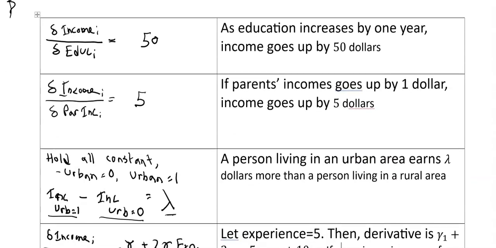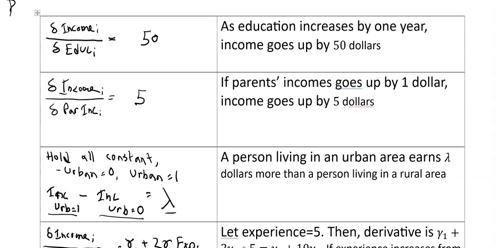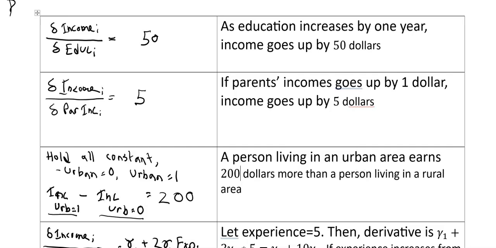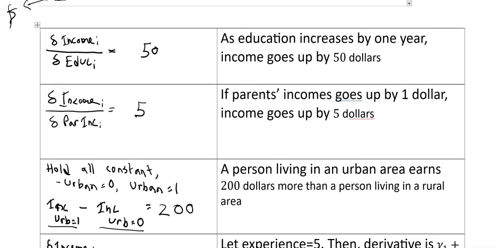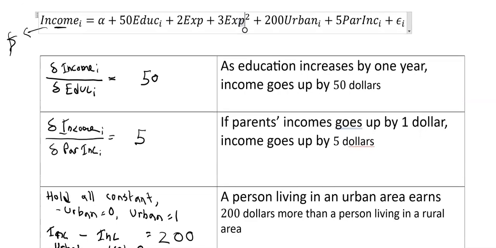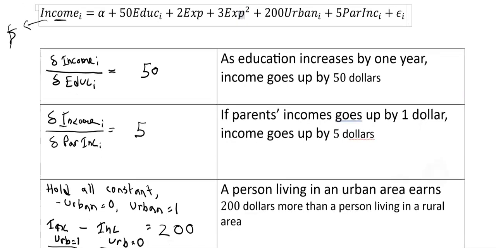With urban now, if everything is constant, so basically saying all the variables are constant, we can say this value is going to be 200. So a person living in an urban area earns $200 more than a person living in a rural area. And finally, we said that gamma 1 is 2 and gamma 2 is 3.